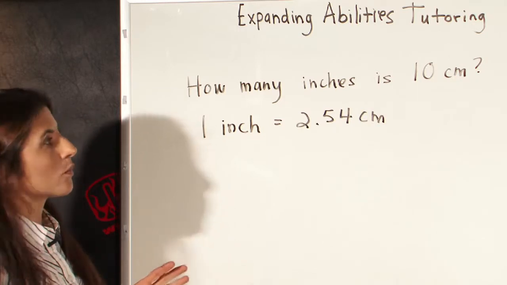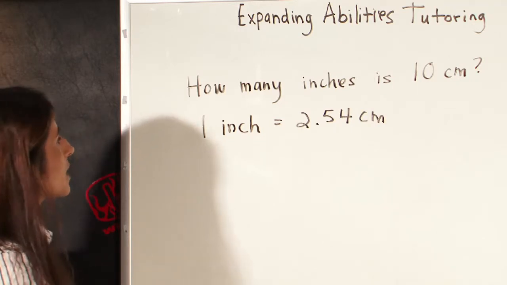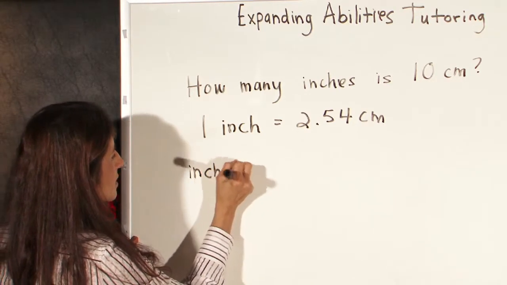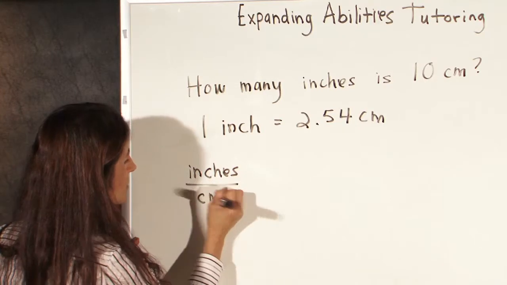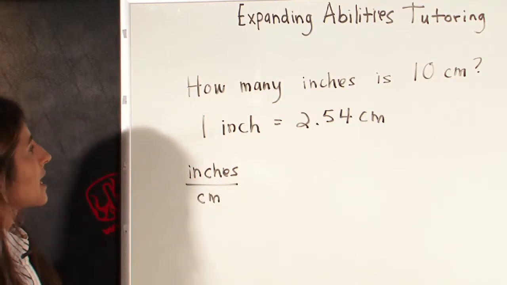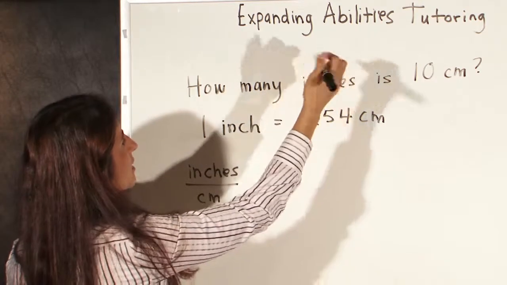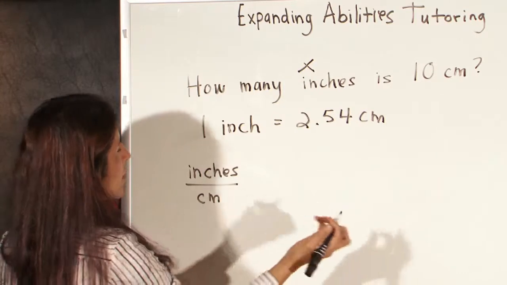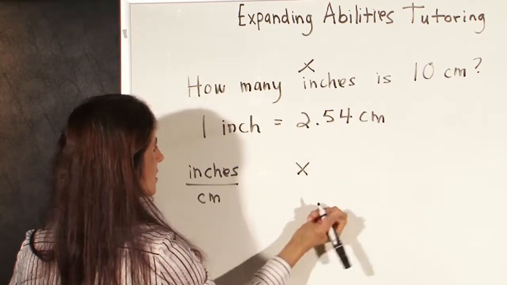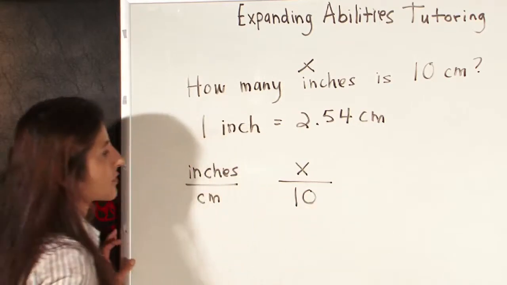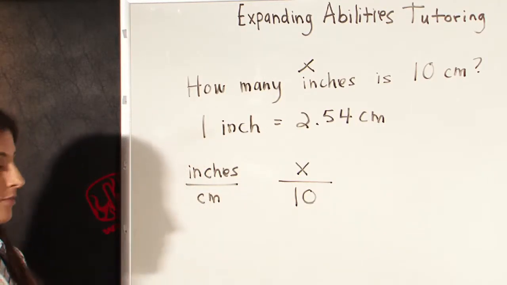And to change this using a proportion, what I want to do is compare inches to centimeters. So I'm going to set up a proportion based on this information. And the question asks how many inches, so I know that one of my values for inches is going to be x. So x inches is to 10 centimeters. That's my first fraction in the proportion.